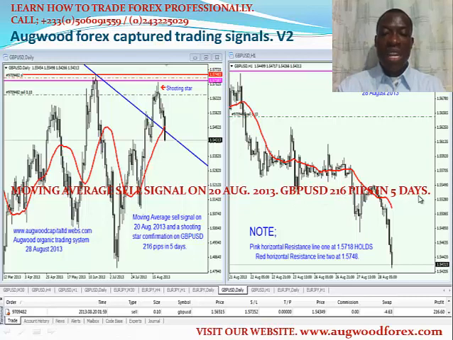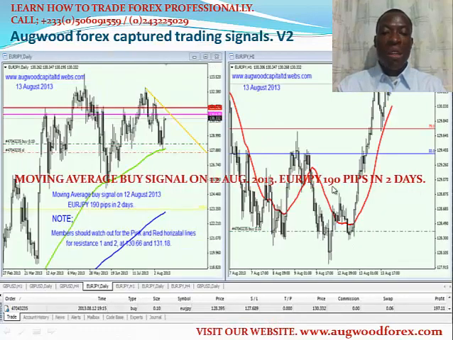There's a reason for me staying longer in this signal: the shooting star that appeared at the resistance zone. That tells me it has the potential of moving as a medium to long term approach. So because of the shooting star, I was able to stay longer in this trade, to 5 days, and I was able to make 216 pips with this signal.